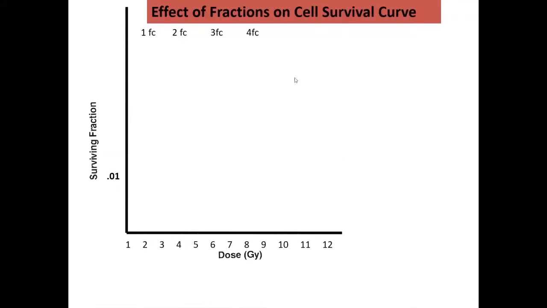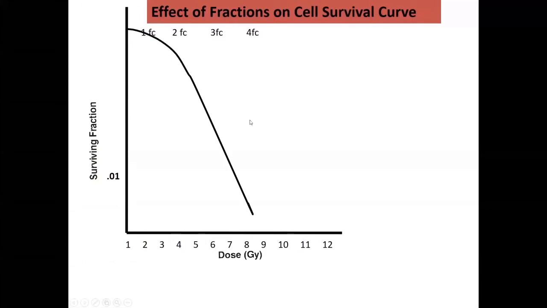So that was the effect of oxygen or the reoxygenation. First R, the second R is repair of the sublethal damage. So you need to understand the effect of fractionation on cell survival curve. We know the cell survival curve is the steepest when dose is delivered in a single fraction, which means that cells are most sensitive when dose is delivered in a single fraction.